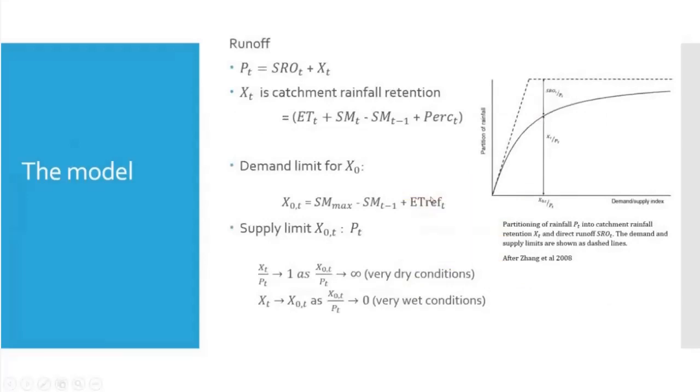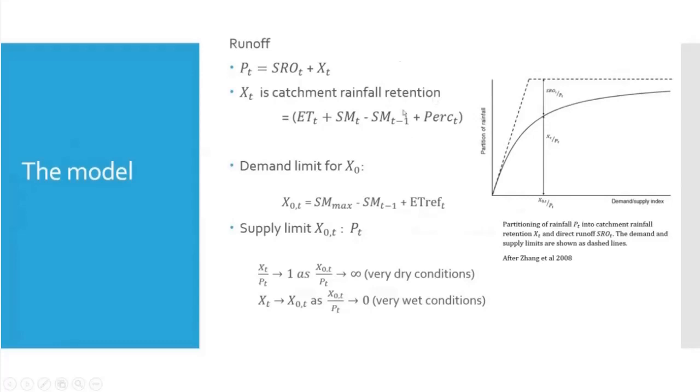groundwater storage. And this model is based on a limiting principle to say that, okay, this XT, or the catchment rainfall retention, has a demand and supply limit. The demand limit will be the change in storage between the maximum soil moisture capacity and the current soil moisture capacity plus the evapotranspiration, the reference evapotranspiration. That is the demand limit for the catchment rainfall retention. And the supply limit is, of course, the precipitation.